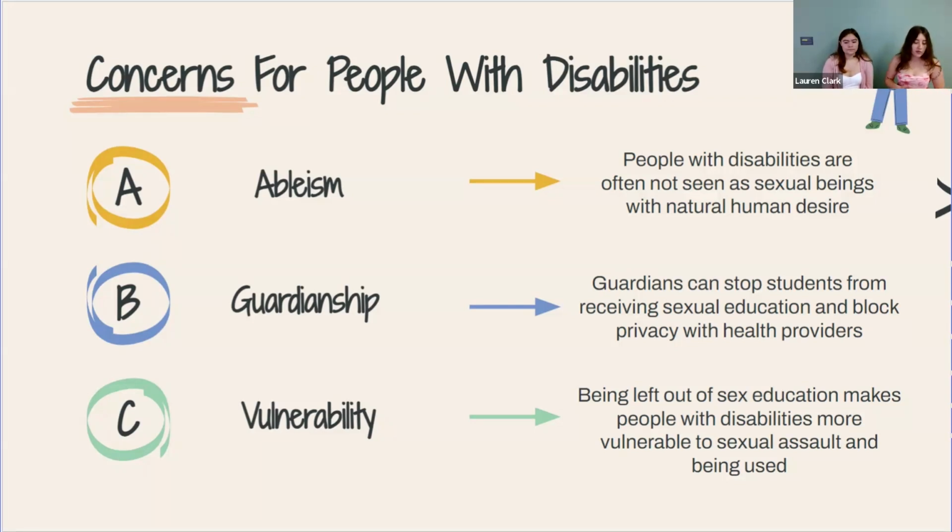And then finally, vulnerabilities. Being left out of sexual education makes people with disabilities more vulnerable to sexual assault and being used. And this isn't just for people with disabilities. Anybody left out of this program can be more vulnerable because they don't get to learn about consent and unhealthy relationships and signs that could potentially help them in the future.